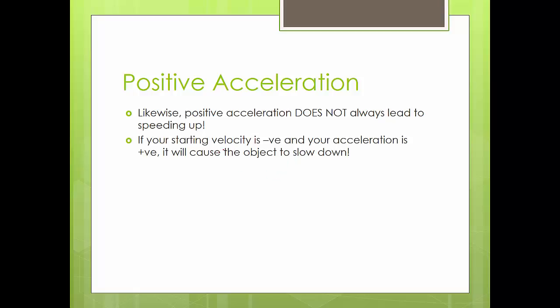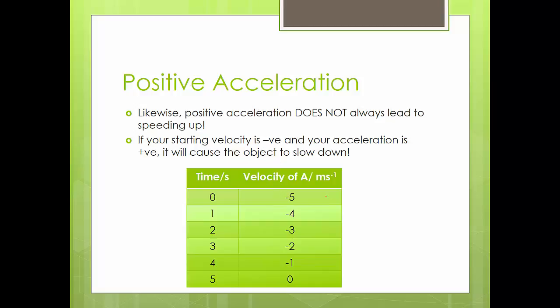Which means that the situation where positive acceleration doesn't cause you to speed up is if your starting velocity is negative and your acceleration is positive; it will cause the object to slow down. As an example, if your starting velocity is -5 and your acceleration is +1, so you add +1, +1, +1, +1, this pattern shows that your object is slowing down from traveling at -5 until it comes to a stop.